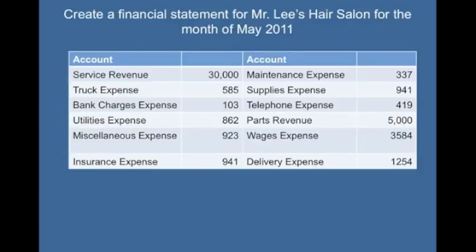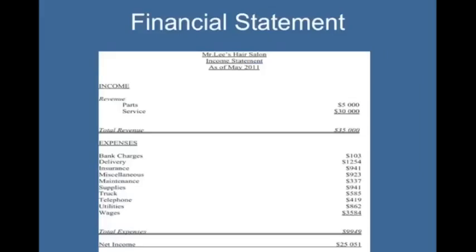Based on the type of accounts we were given, it was clear that I had to organize them into an income statement as it showed revenues and expenses. As you can see, I've double underlined the total revenue and expenses and showed the net income, which can be found by subtracting expenses from revenues. Therefore, Mr. Lee made $9,949 of profit in the month of May.